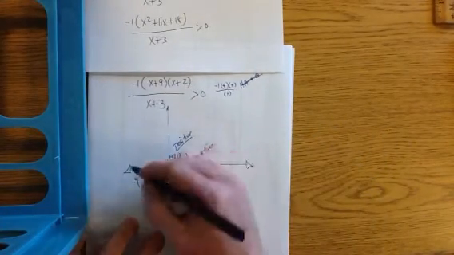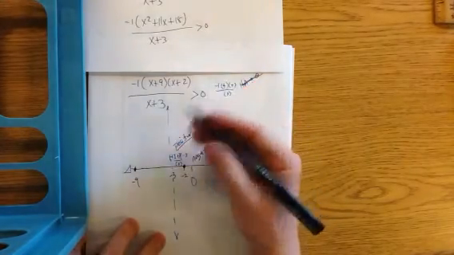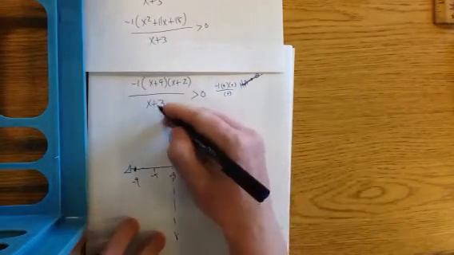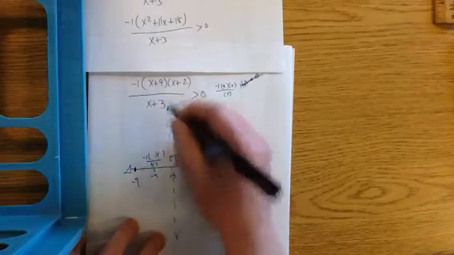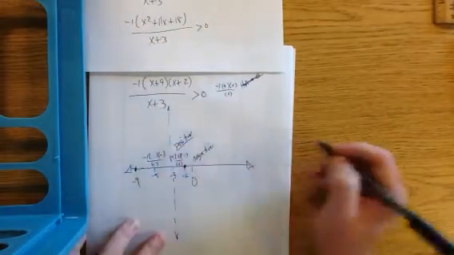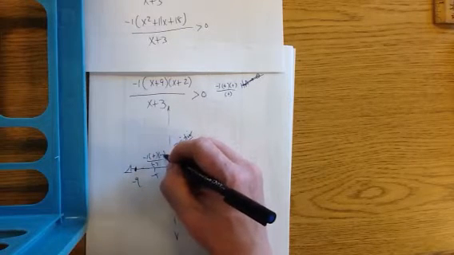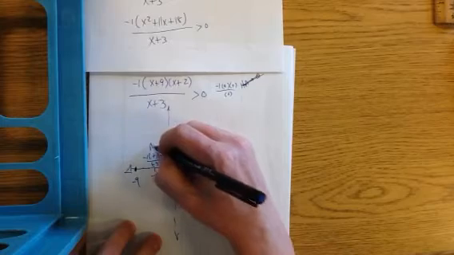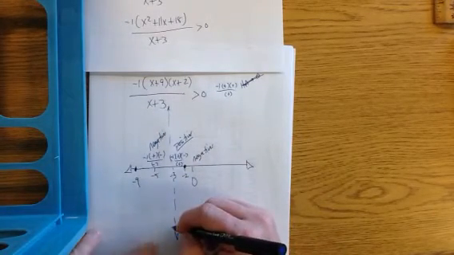What's going on between negative 3 and negative 9? Once again, let's take a number like negative 4, or negative 5 even. Negative 5 gives you a negative in the denominator. You've got your negative 1, you have your negative here, and then your positive here. Negative times negative is a positive, and then divided by negative gives you a negative. So that means I'm coming from here.